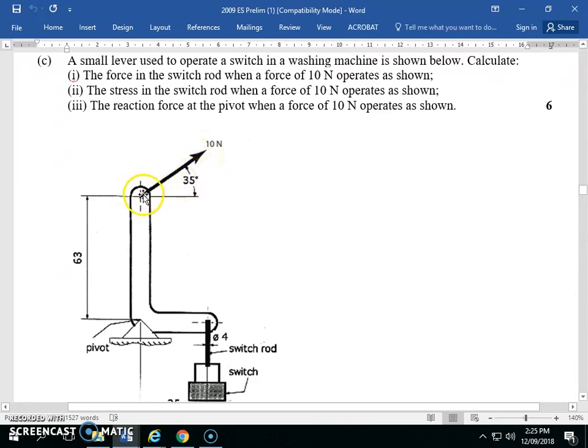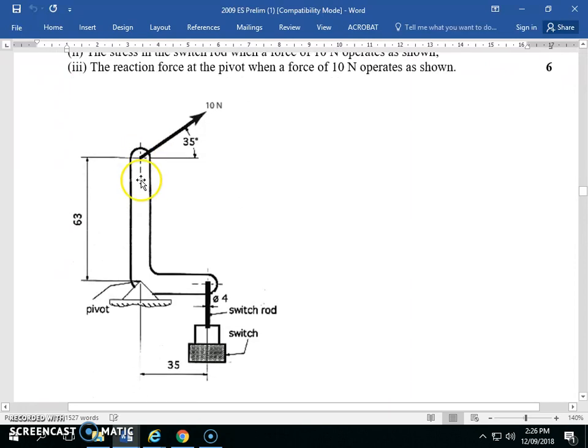There's also a vertical component, which is 10 cos 35. But we can ignore that, and the reason why we can ignore that is because that force is going through the pivot. Its multiplier is 0. Does that make sense? Now, I'll go through this question specifically as an example because this is the sort of question I had other people ask me about.